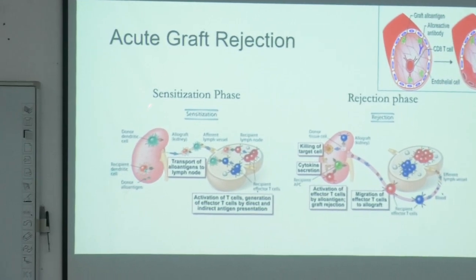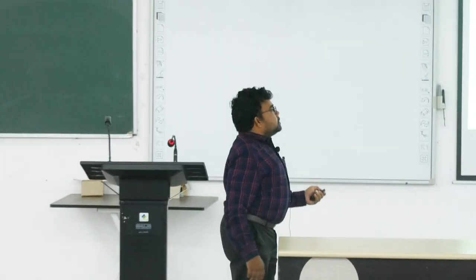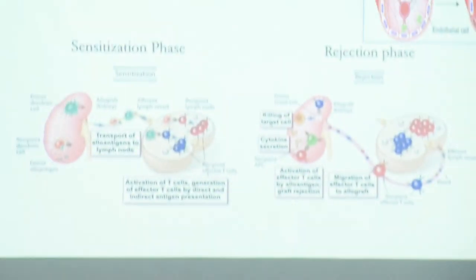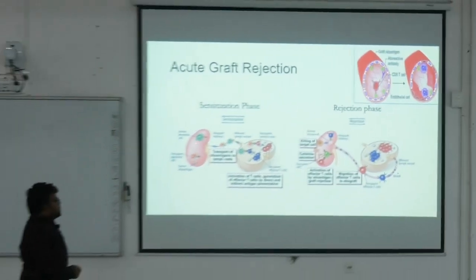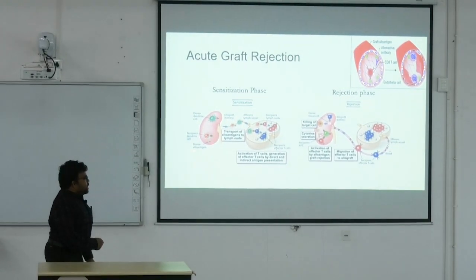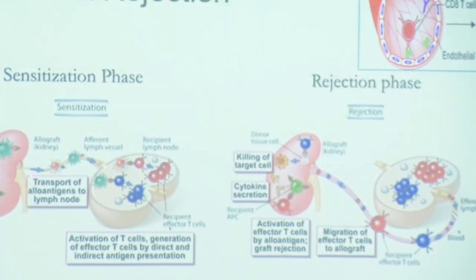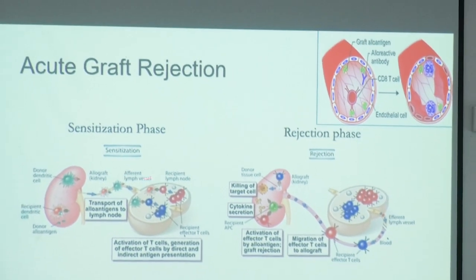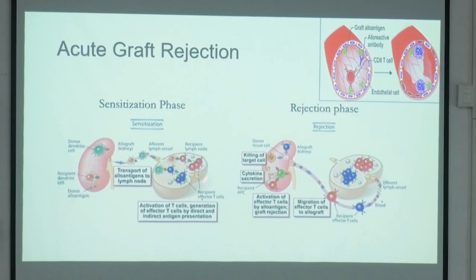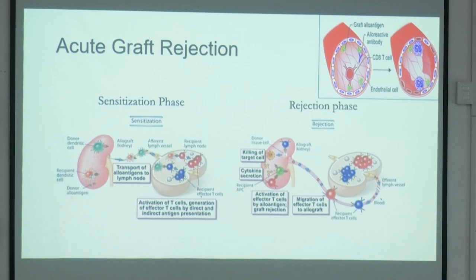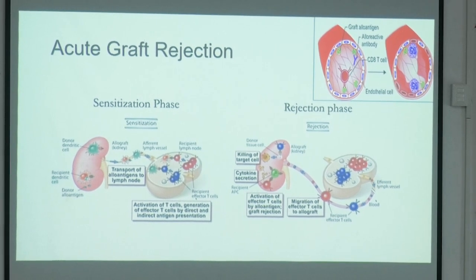Similarly, over here, in the sensitization phase, what happens is the donor dendritic cells will present the antigen. Antigen presentation may be direct, may be indirect. Let's keep it for another time. It may be direct or indirect. These antigens will trigger the response because of the antigen presenting cells in the local lymph node. Local lymph node means from the site of the graft.